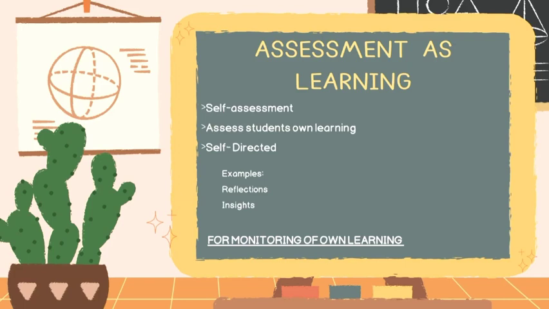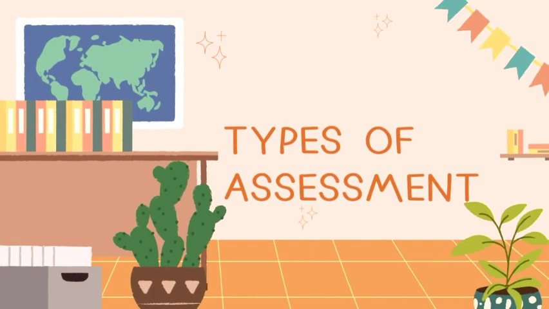This is self-directed learning as well, wherein the students use their metacognitive process to think about their own learning, what strategies to support that particular learning, and the mechanisms that will be used to advance that learning. So examples of assessment as learning are reflections and insights. So assessment as learning is the highest form of assessment, and this is used for students to monitor their own learning progress. Now, let's move on to the types of assessment.